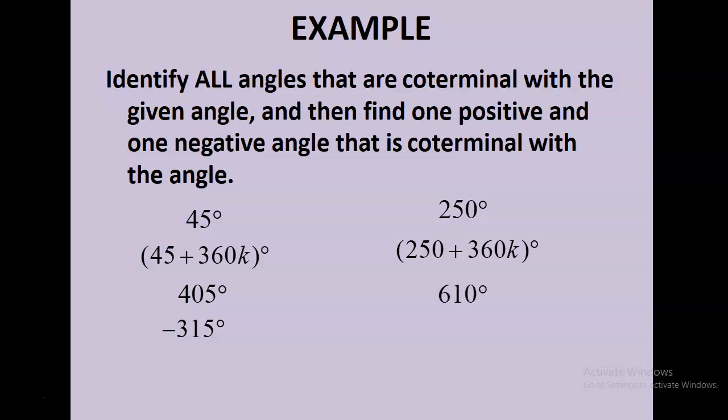If we wanted to find a negative coterminal angle, we would basically take 250 and subtract 360 from it, meaning we're just rotating around the opposite direction. So that would give me negative 110 degrees. Again, they're just coterminal angles, meaning anytime I talk about a negative 110 degree angle, it has all of the properties that a 250 degree angle would have. It would be in the same location as a 610 degree angle. It would look exactly the same.